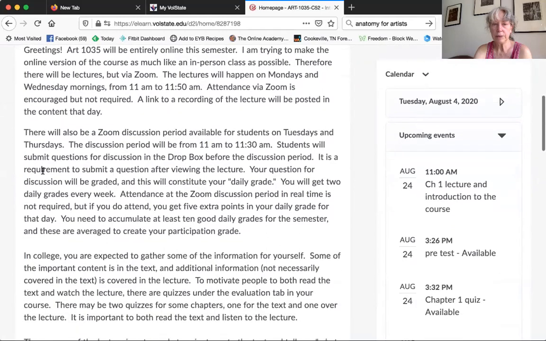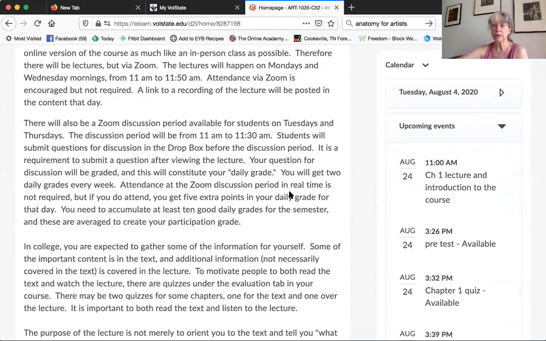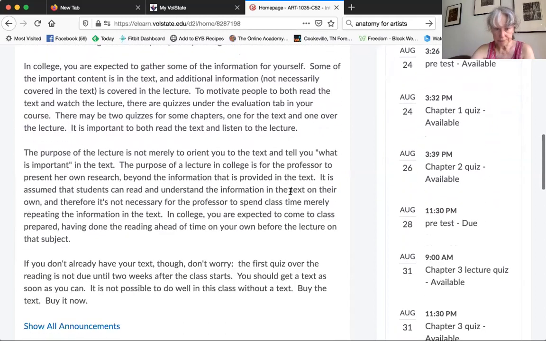Okay, so in this paragraph, 2 paragraphs, it explains about the Zoom lectures and the Zoom discussion questions. Now, once you start submitting discussion questions to the Dropbox, I will choose from those discussion questions and we'll talk about some of them during the discussion period. And again, if you attend the discussion and you participate in the discussion, you get extra points on your daily grade.